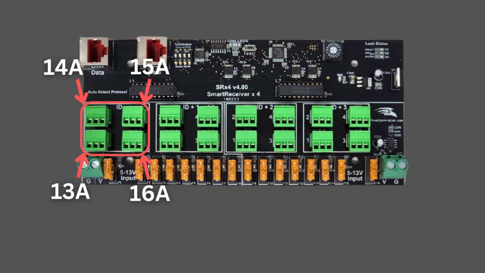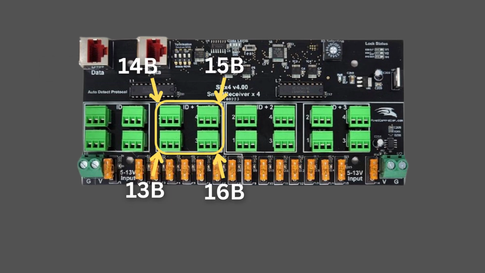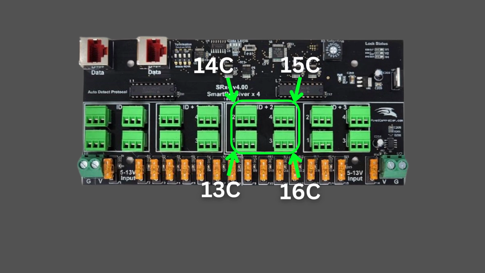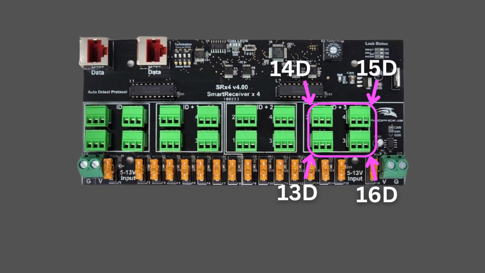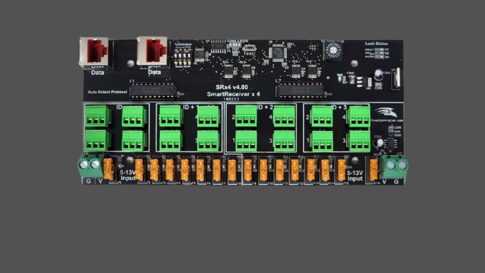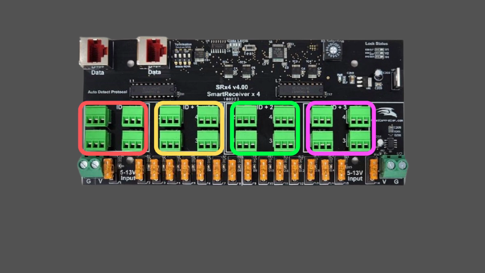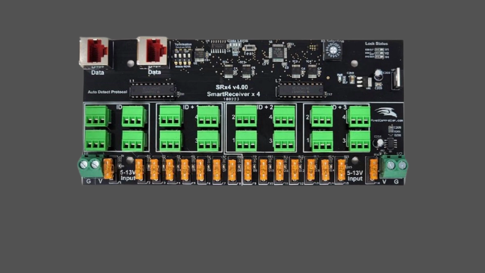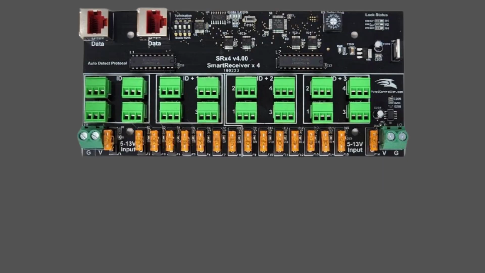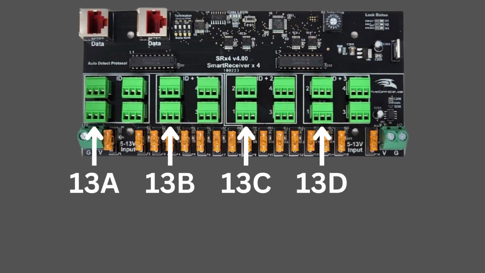And then if you have an SRX2 or an SRX4 receiver, just remember these count as 2 and 4 receivers. So with an SRX4, you would have 13, 14, 15, and 16A right here. Then these ones would be 13, 14, 15, 16B, 13, 14, 15, 16C, and 13, 14, 15, 16D. And you can see that these are 4 different receiver blocks because the board outlines them for you just to make it simpler.